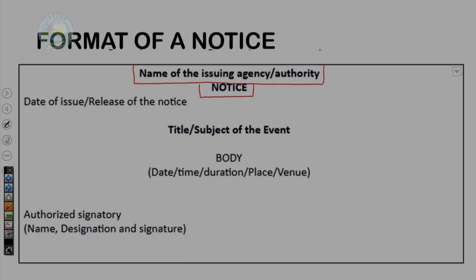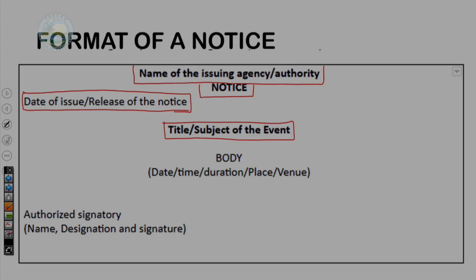Then we have here the date of issue or the release of the notice. You put in your top left-hand corner the date of this notice when it was sent out. Then we go back to the middle of the page, the subject of the event. Again, this can be for the purposes of writing. You can underline this or write it in capital letters.